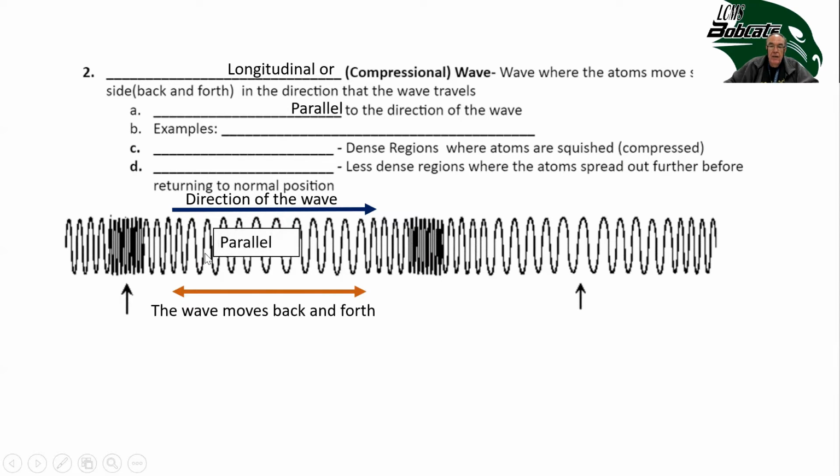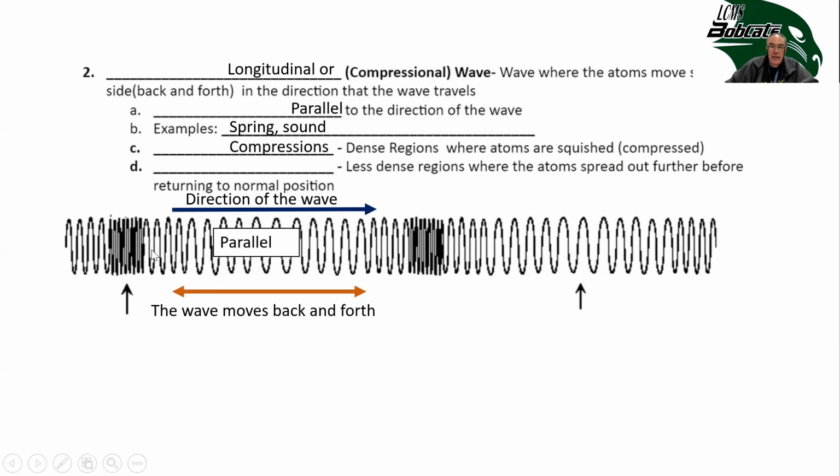And this is parallel. The wave's going to travel this way, and then the parts of the spring are going to vibrate back and forth, but these coils aren't actually going to move along with the wave. An example would be a spring, and sound also moves this way.